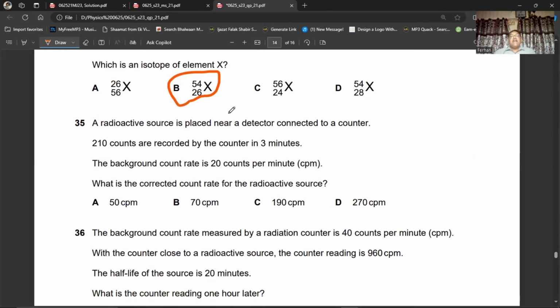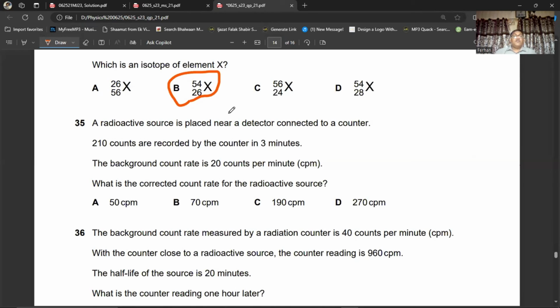Question number 35, he says a radioactive source is placed near a detector connected to a counter. 210 counts are recorded by the counter in 3 minutes. The background count rate is 20 counts per minute, CPM. What is the corrected count rate for the radioactive source?